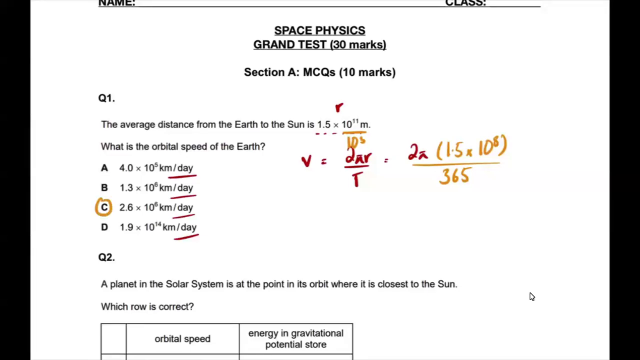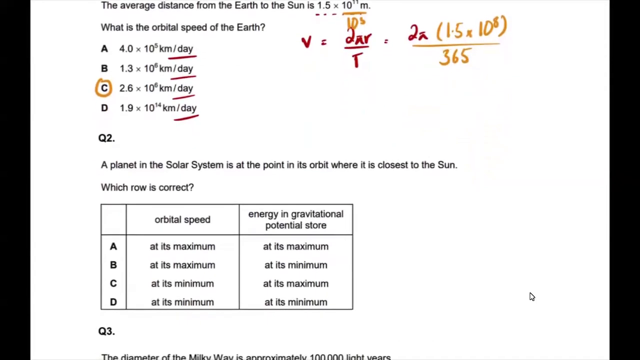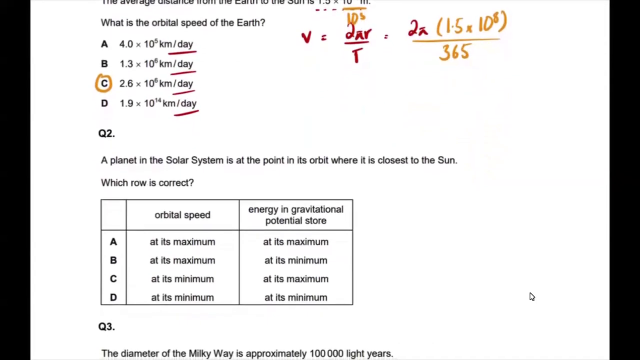Let's go on to the next one. This one says a planet in the solar system is at the point in the orbit where it is closest to the sun. Which row is correct? If it's closest to the sun, then we know that because the gravitational pull is the greatest, its speed would be the greatest. So it's either A or B.